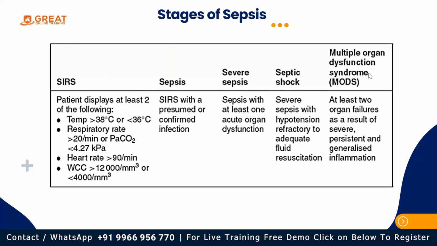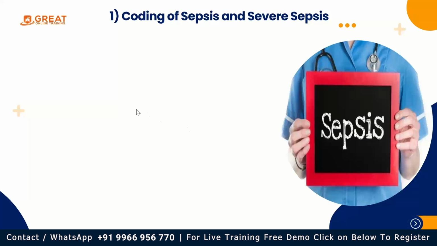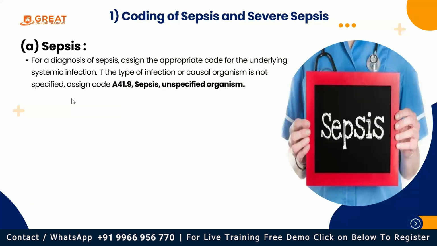These are the stages of sepsis: first SIRS, then sepsis, then severe sepsis, septic shock, and then MODS. Now we'll see coding guidelines for sepsis and severe sepsis. First point, sepsis.